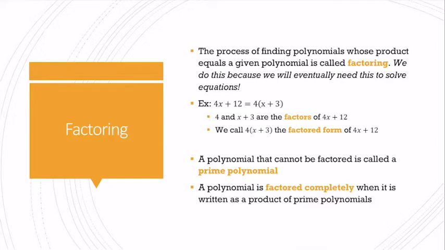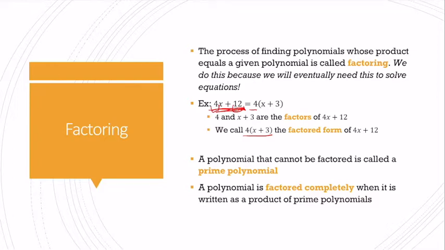And we do this because we'll eventually need to solve equations. But right now we're just going to practice taking these expressions and pulling them apart into their factors. So for example, if I had 4x plus 12, I could pull out a factor of 4 because 4 is the greatest common factor of 4x and 12. That would give me 4 times x plus 3. You can see if I was to redistribute that 4 back out, I would get back to my original polynomial. We call 4 and x plus 3 the factors of 4x plus 12, and we would call 4 times x plus 3 the factored form of 4x plus 12.